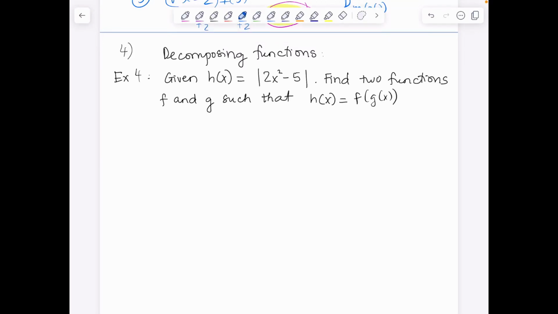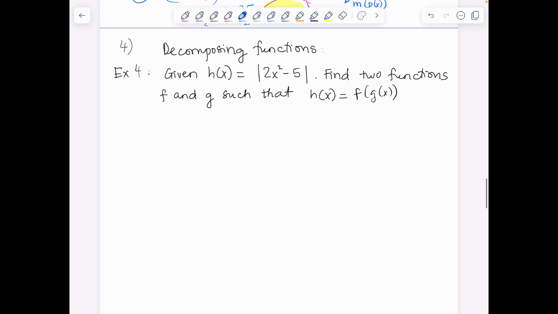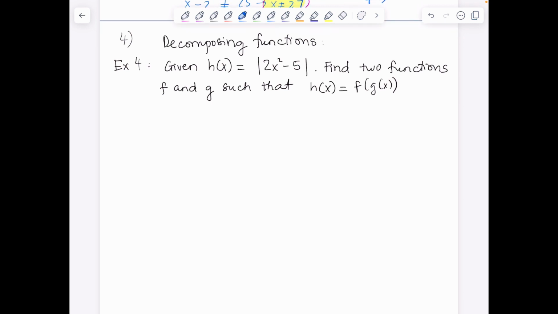We've learned how to compose two functions. Now we're going the opposite direction. What if a composite function is given to us and we're trying to find two functions that made up that composite function? So given h of x, it's absolute value of 2x squared minus 5, this right here is the composite function because it is the result of f of g of x, or f composed g of x.